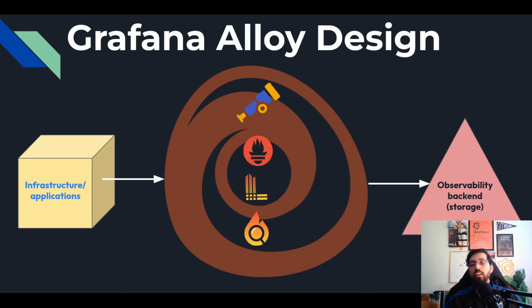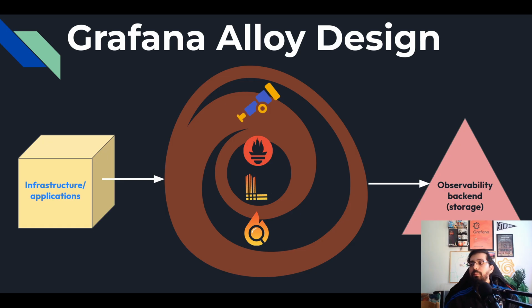For those who are new to Grafana Alloy, this is a design overview of how Alloy works. Basically, you have your infrastructure or application running either in Docker, Kubernetes, or a Linux environment. And once you set up Alloy, it will be able to collect all the telemetry data.